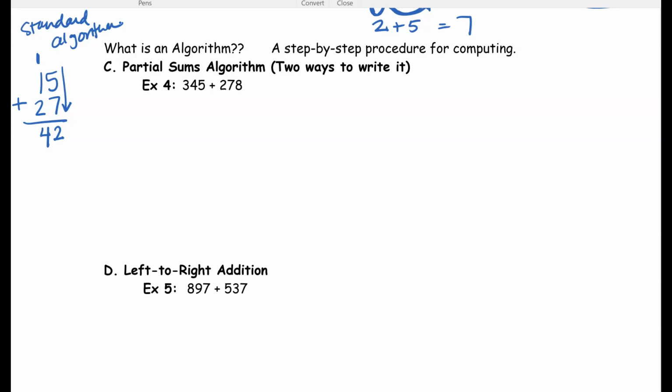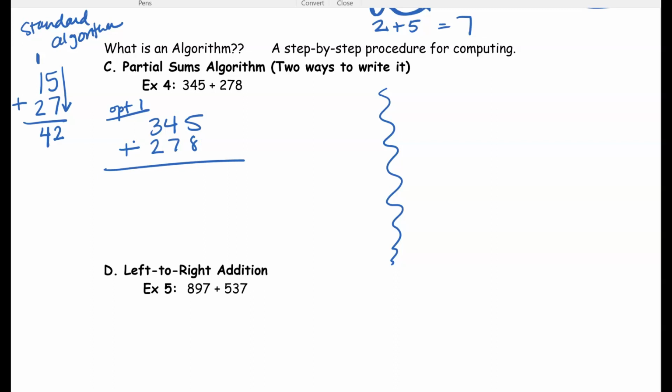Well, there's some other algorithms that we can use. So we're not going to use pictures, but there's some other algorithms besides just the standard one that can be helpful. So the first one is called partial sums algorithm. So there are 2 ways to write it. On the left here, I'm going to say option 1. This is my preference out of the 2. So 345 plus 278. The partial sums algorithm, and when you do this with kids, actually, it's kind of nice even if you have like a grid or grid paper.